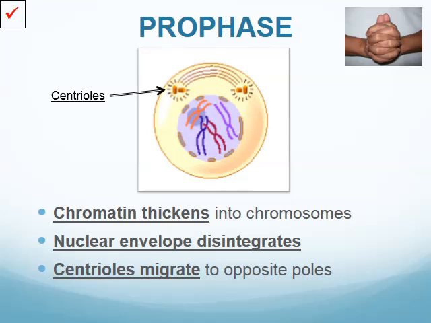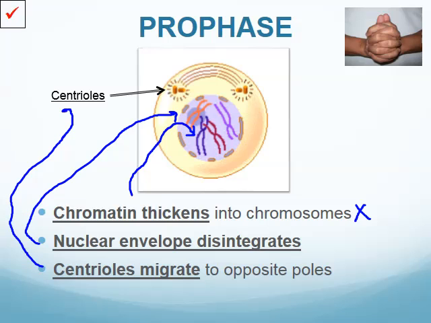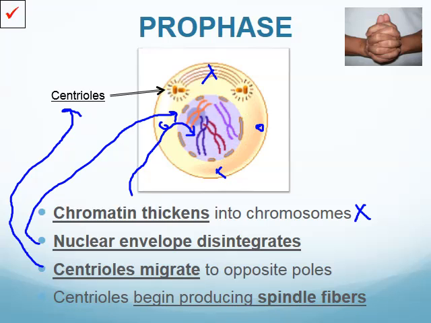So as you can see, inside the cell here, that chromatin has finally thickened into our X-shaped chromosomes. The nuclear envelope is starting to disintegrate. So as you can see, it's not one continuous circle now. And as we said before, the centrioles, which we have right here, are starting to migrate to opposite ends of the cell. Either here and here, or it could be here and here, depending on how the cell's feeling that day. The centrioles are also going to start producing spindle fibers.